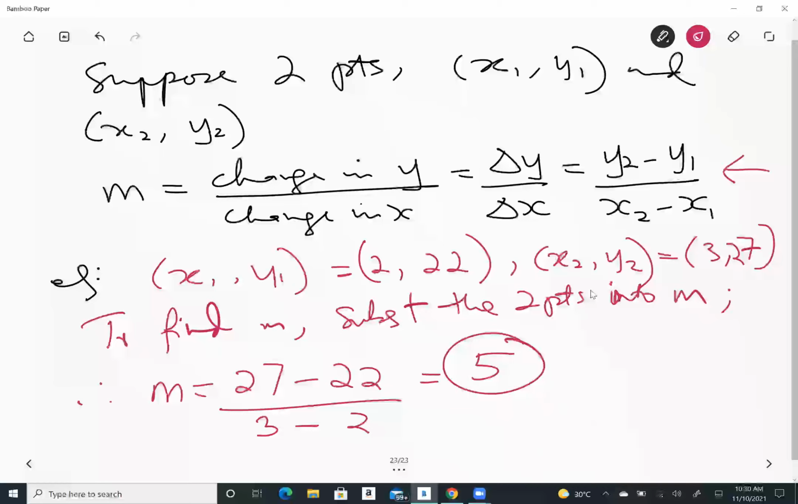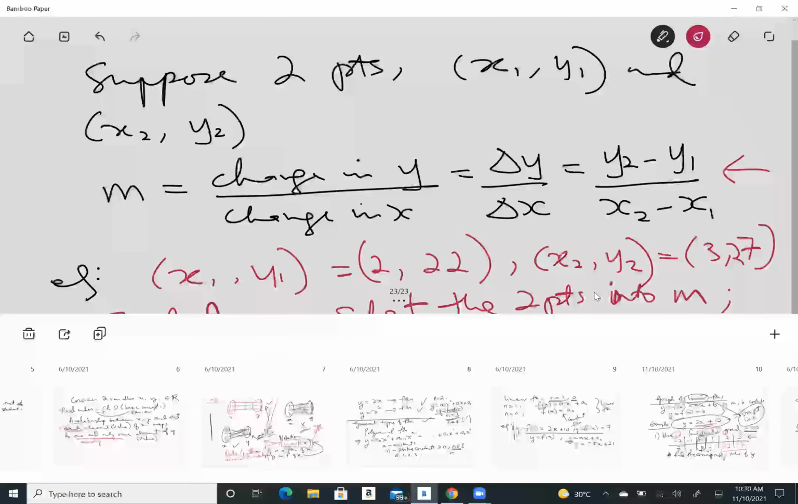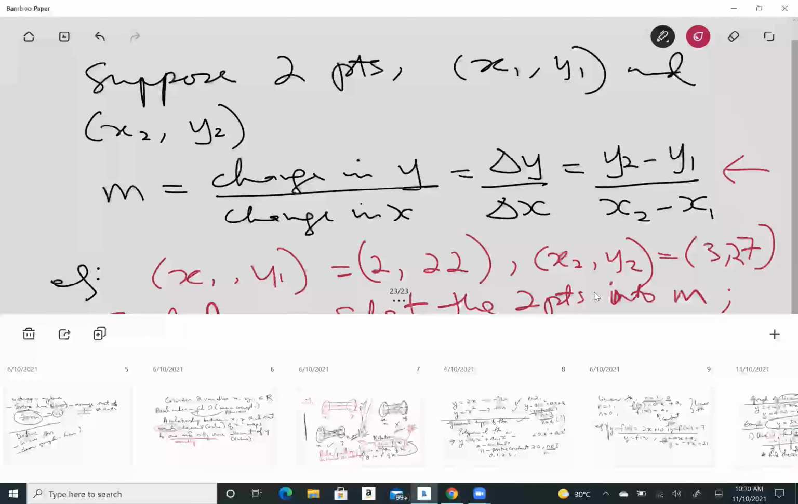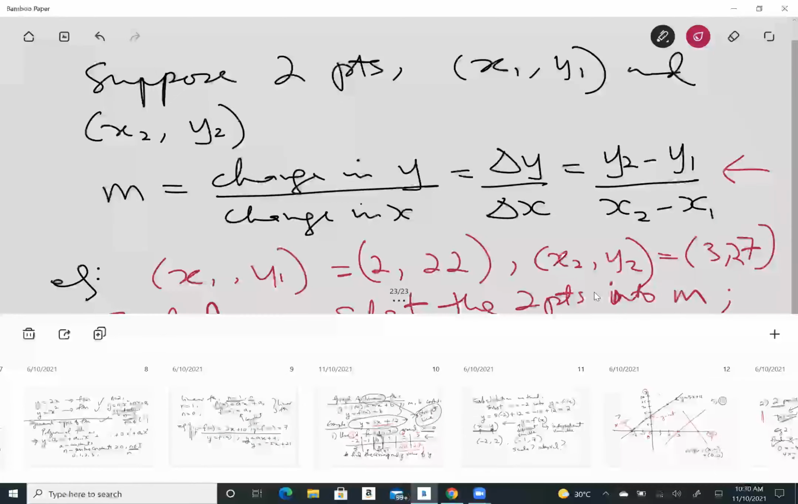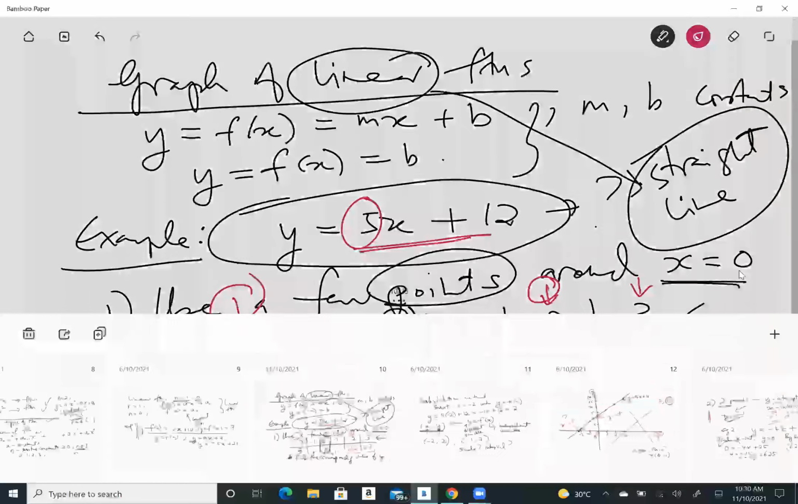The line is y equal to 5x plus 12. When you do the calculation, you get the value there. So that is the slope. Slope is 5.